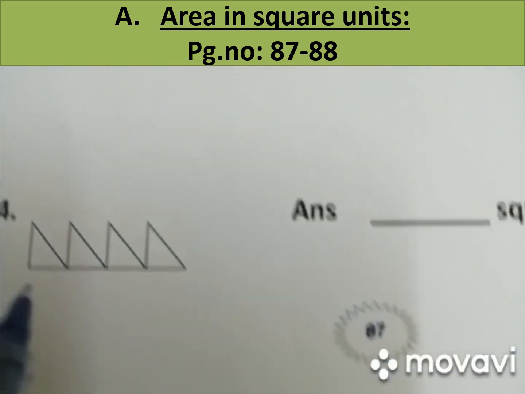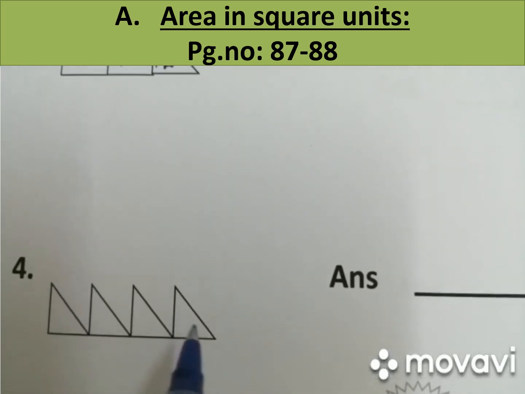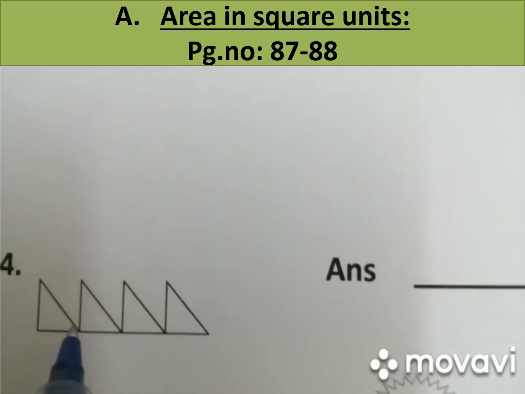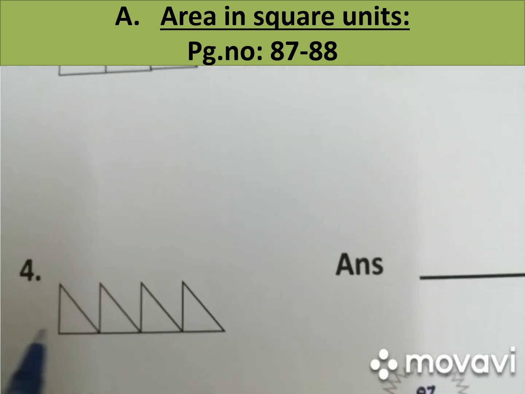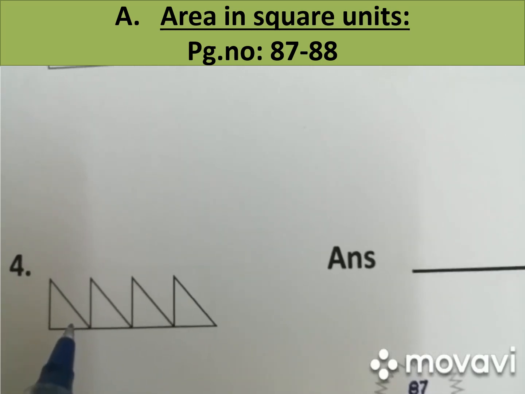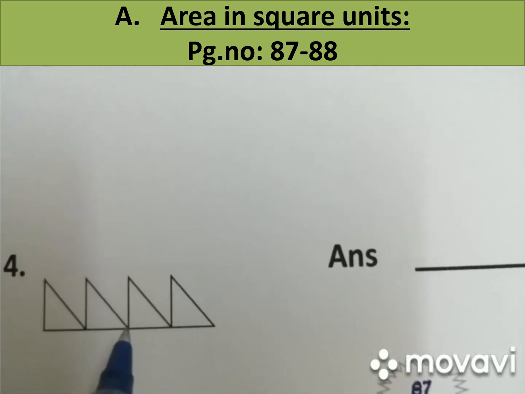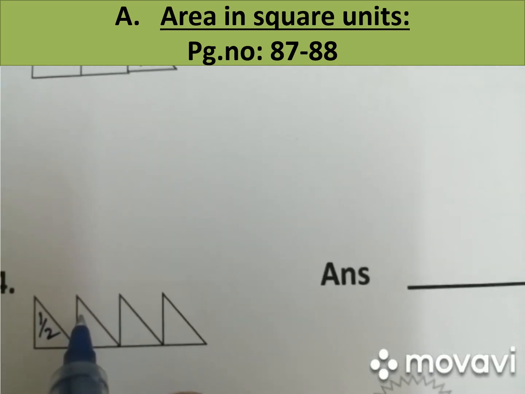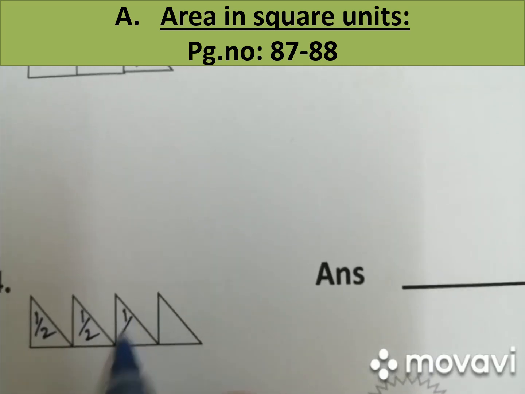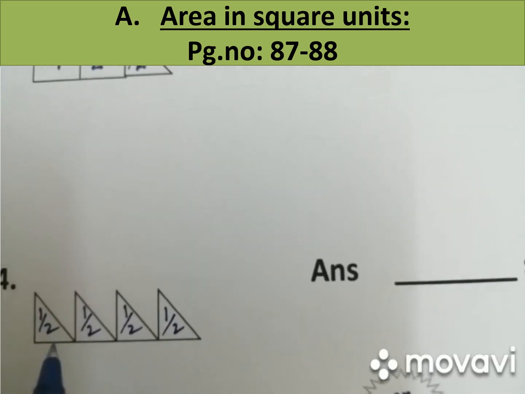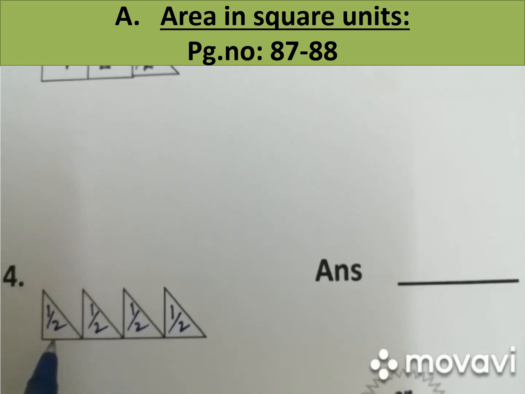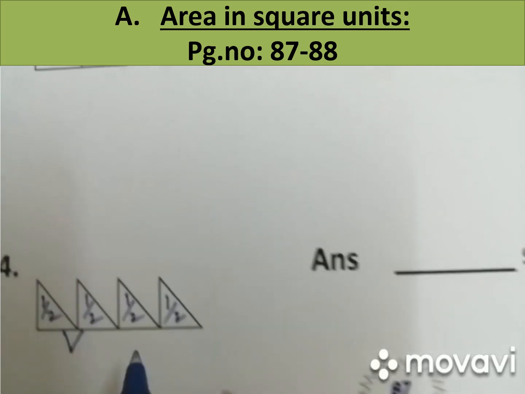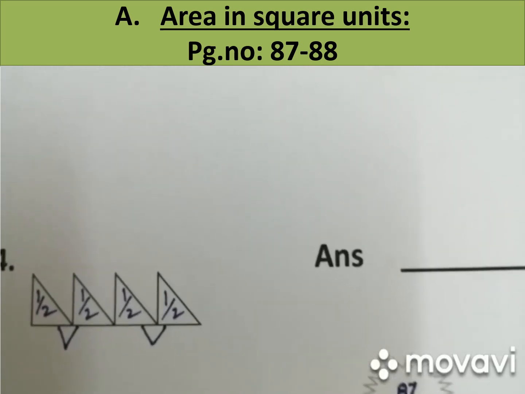Okay, let's check another one. Oh, what is this? These are not squares, these are only triangles. How many triangles are here? Count. 1, 2, 3, 4. And how many triangles make up one square? Very good. Two triangles make up one square. So how many triangles are here? See, I will write it half and half and half and half. Two triangles make up one square.